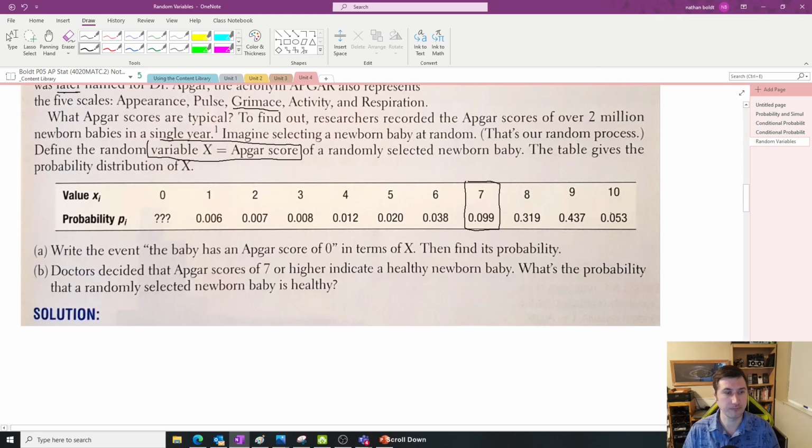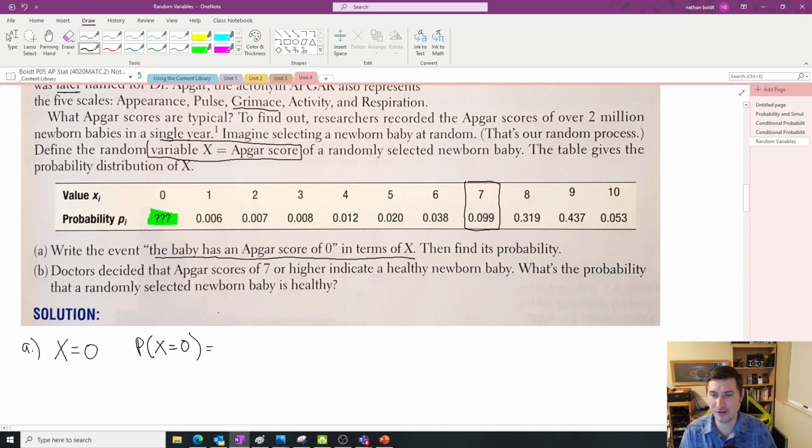Okay. All right. What questions are we trying to do here in specific? Write the event the baby has an APGAR score of 0 in terms of X. All right. Well, that's just X equals 0. All right. Our random variable is equal to 0. Then find its probability. So the way we write that is the probability of X equaling 0. And of course, because all textbooks are obnoxious, they don't tell us that one.